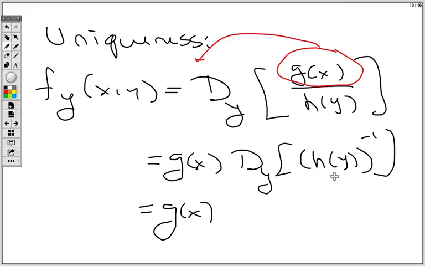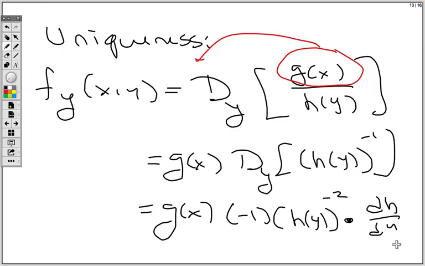So now I can hit this with the chain rule. What's the derivative of something to the minus 1 power? Minus 1 times that something to the minus 2 times the derivative of what's inside, which would be the derivative of h with respect to y. So I'll just write that as dh dy, because we've got a couple of letters running around.